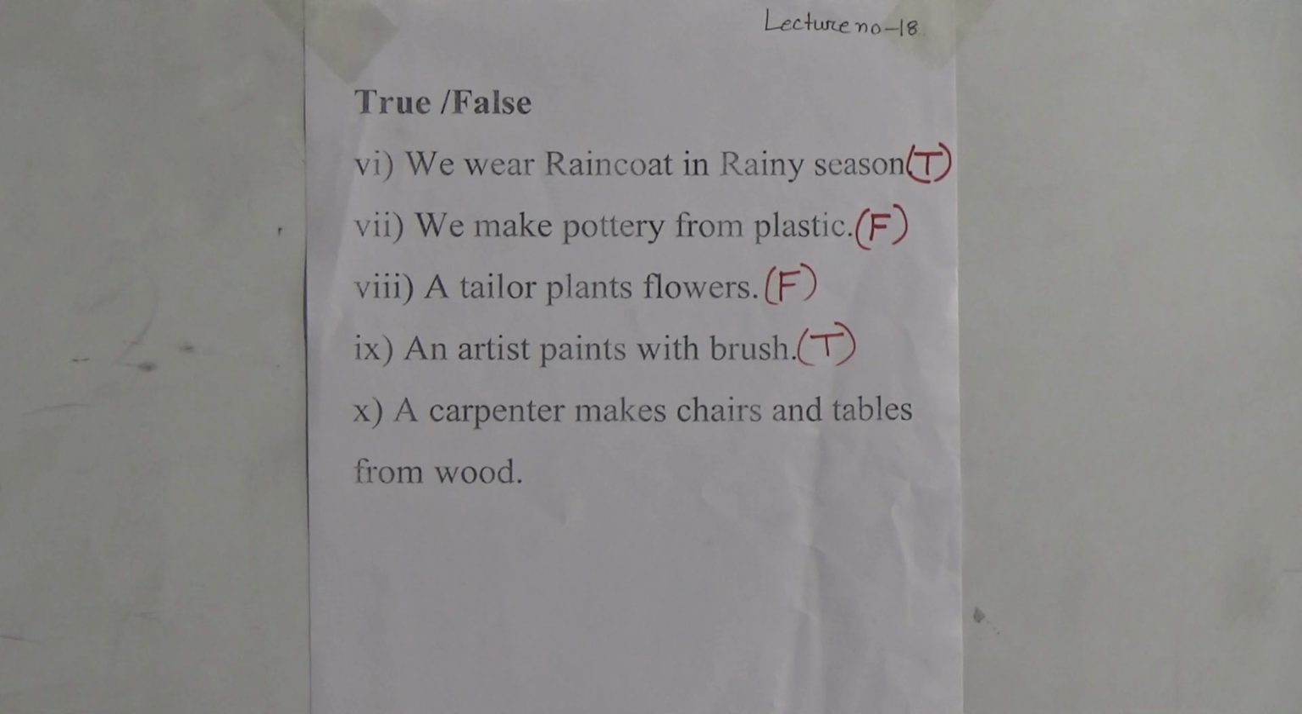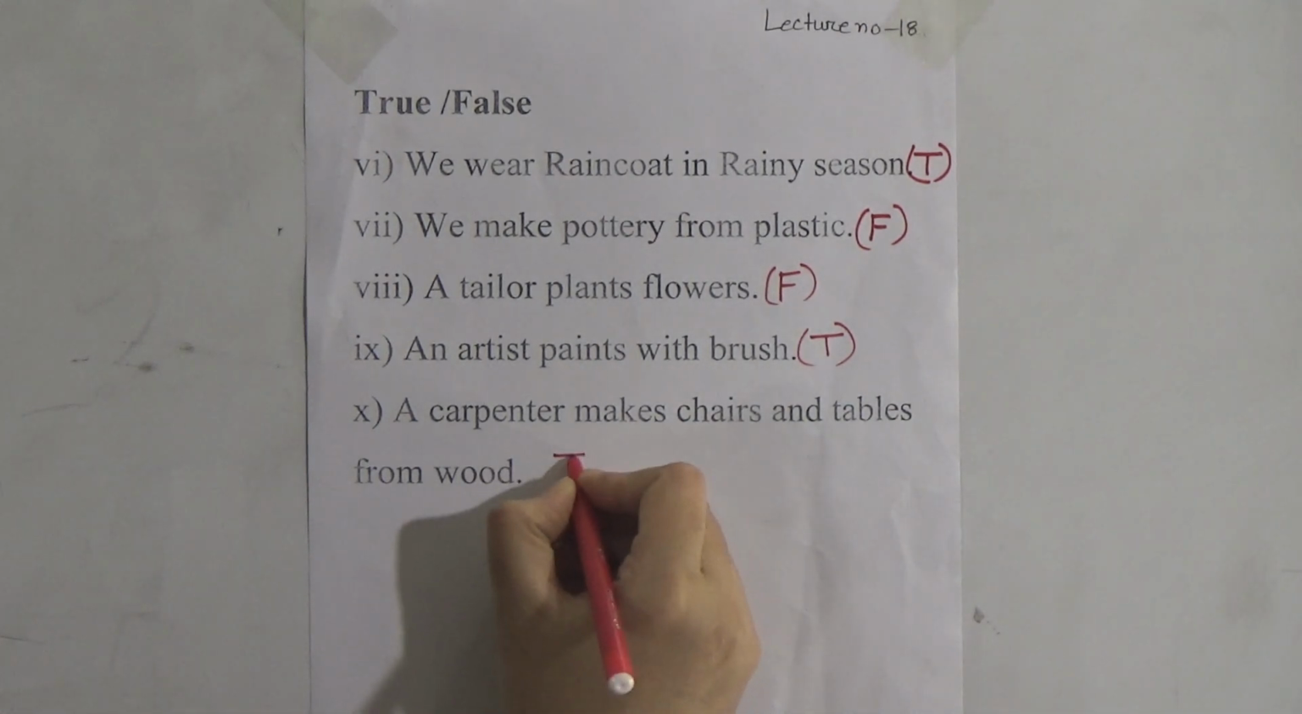Now the last one. This is 10 number. In your suggestion, there are 10 true and false. So this is the last number. A carpenter makes chairs and tables from wood. Now we know that a carpenter makes chairs and tables from wood. That means this statement is also true. So you need to write here T.